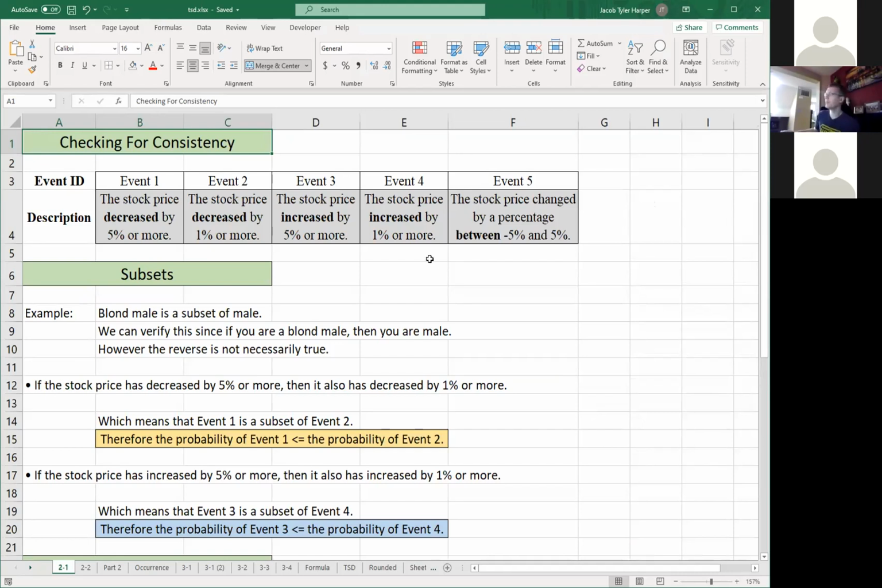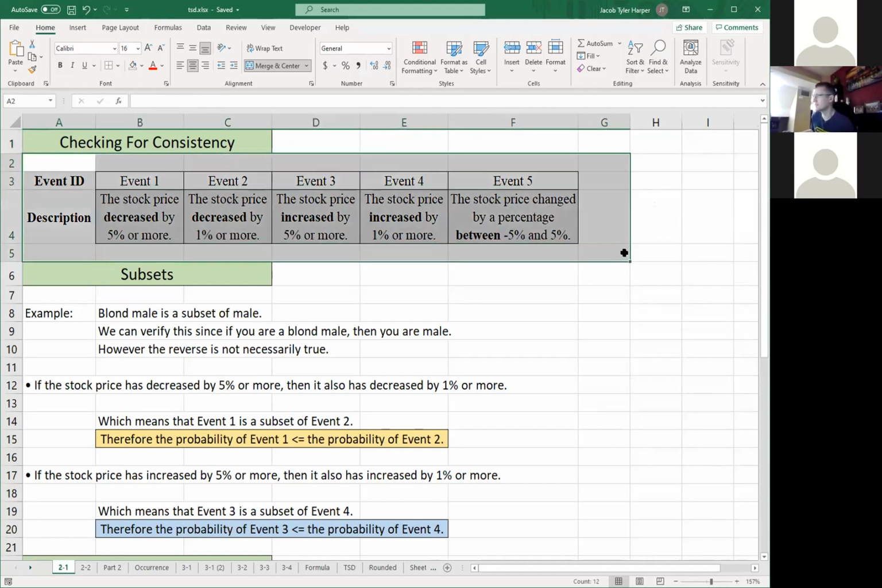In part 2, we were computing the consistency of these 5 events. And so we're going to use those exact same 2 rules that we saw in part 1 with one little minor change for the last one. So a little bit of review. We have that subset rule where the subset is usually the one with the smaller probability.